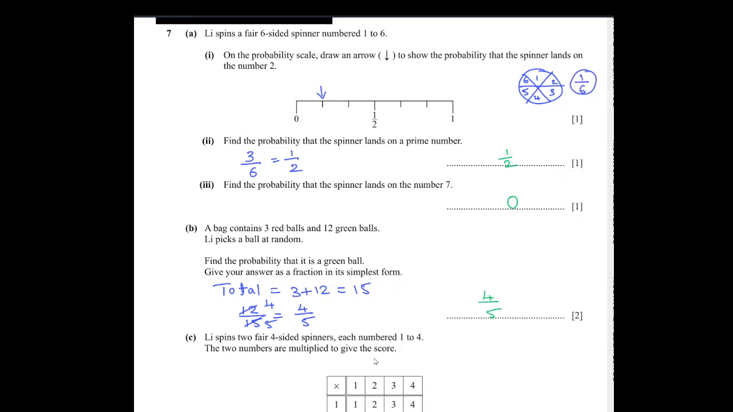Question number E. Lee spins 2 fair spinners, each numbered 1 to 4. The two numbers are multiplied to give the score. Okay, these are the scores. 1 1 is 1, 1 2 is 2, 1 3 is 3, and so on. Multiplying, these are the outcomes. Find the probability that the score is an even number.